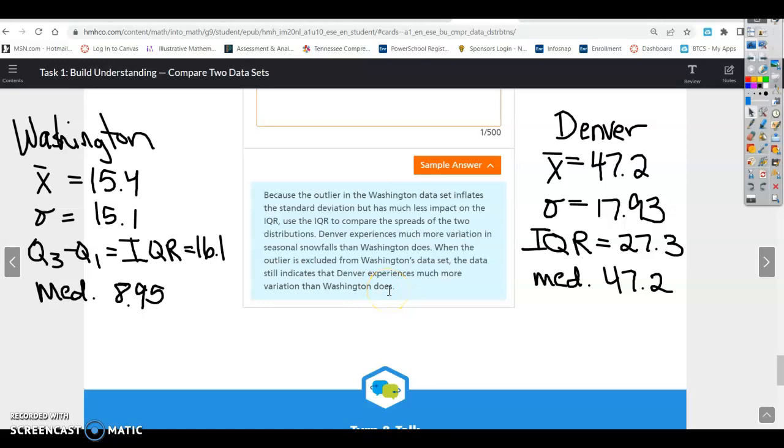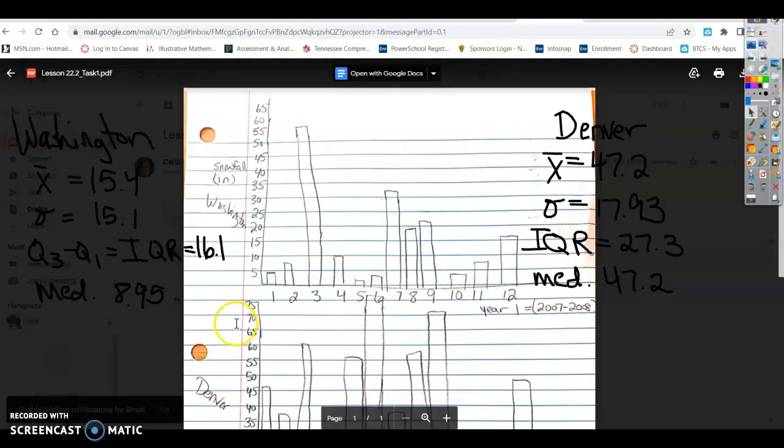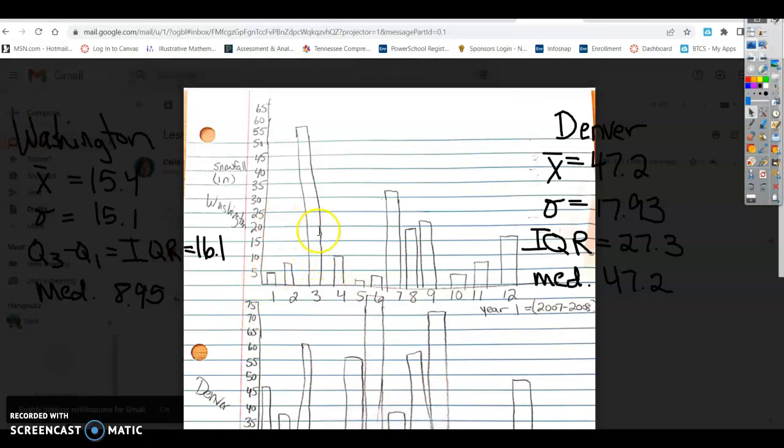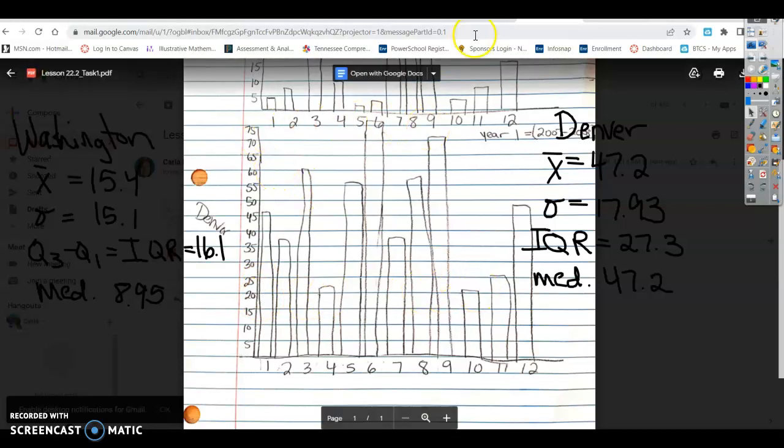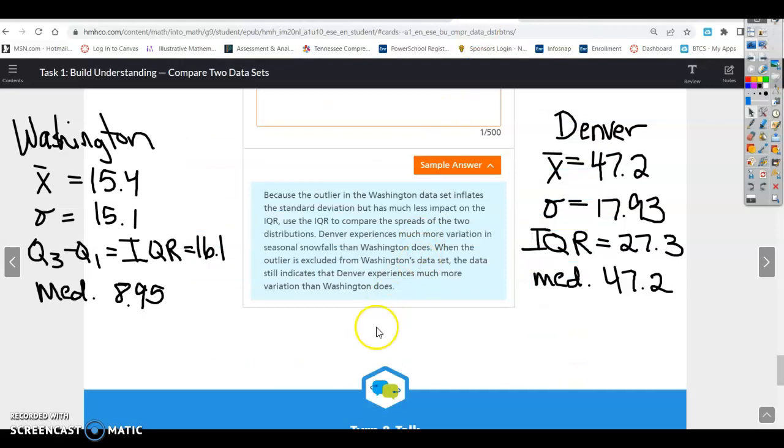All right, so remember from the graph, you can see most of these are low. Almost all of these are below 20 inches here for Washington, with a couple exceptions. And then here, the variation goes from 20 all the way up to above 75. So that's what it's talking about, that it experiences much more variation, which is what that standard deviation is.